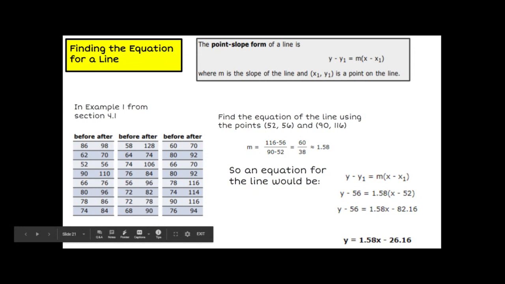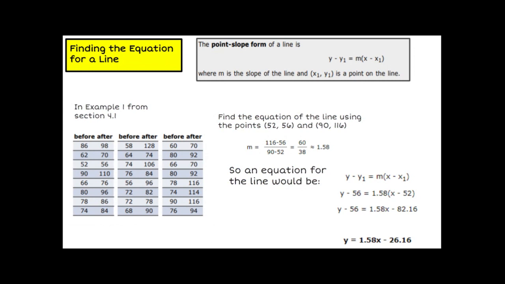A y-intercept of negative 26.16 means that if you have 0 beats per minute before the walk, you'll have negative 26.16 beats per minute after the walk, which doesn't make sense. So that brings up a very important point, that models have limitations also. In this case, we say that the y-intercept is outside the scope of the model.